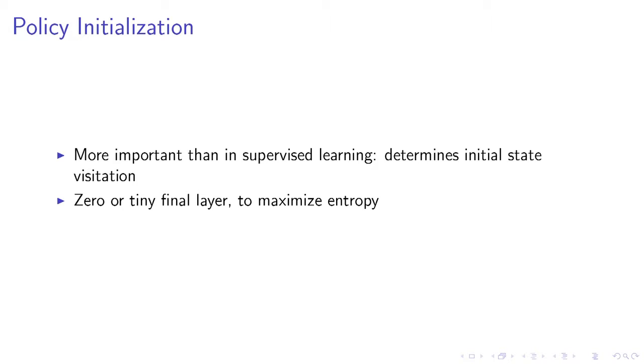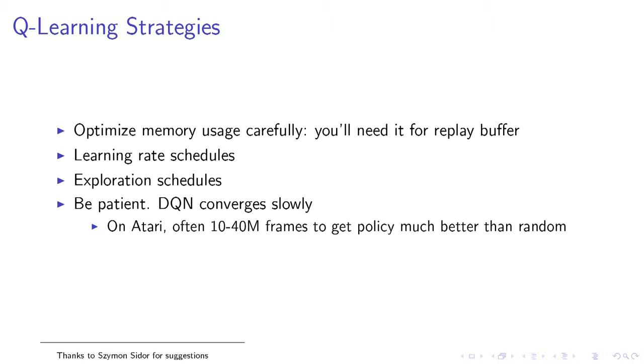Let's see. Okay, initialize your policy. That's pretty important, more important than in supervised learning, because that determines what data you're going to see initially and you're going to learn from at the beginning. So I would recommend initializing the final layer to be either 0 or really small, so that you explore maximally randomly at the beginning, as opposed to having some kind of policy that has a strong opinion on the right thing to do, which is based on no information at all. Okay, that's for policy gradient.